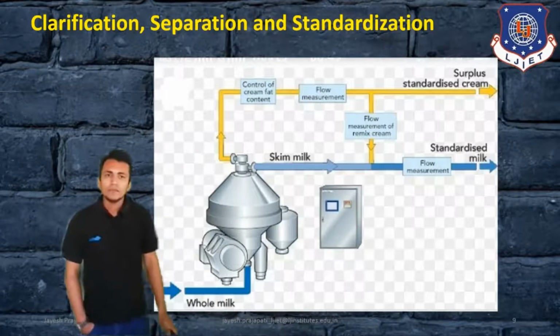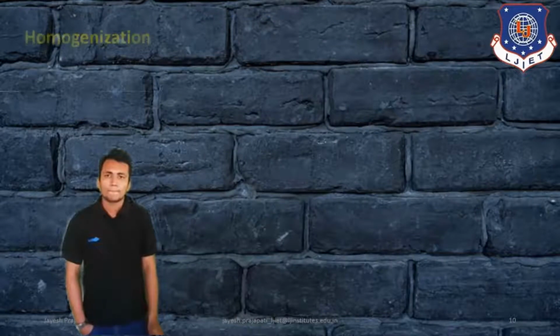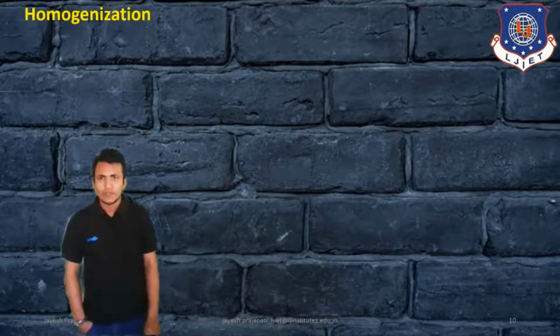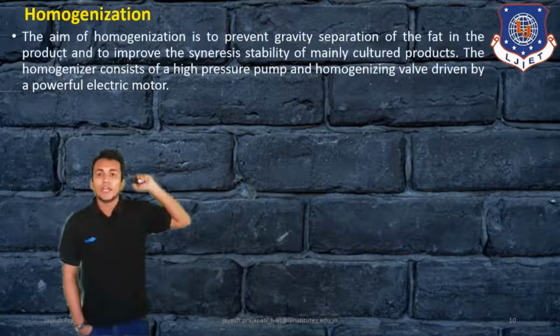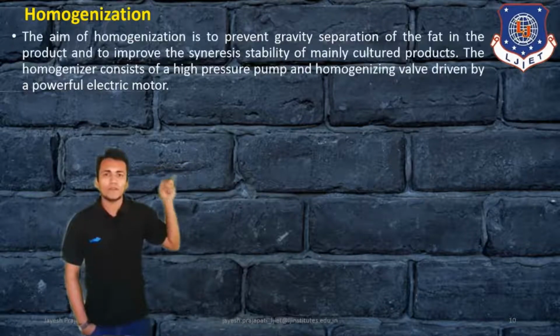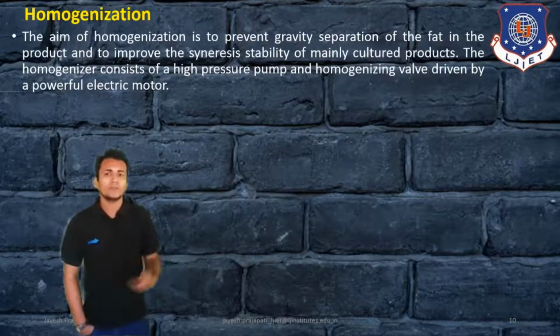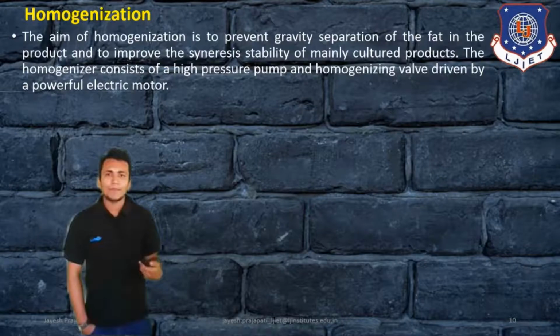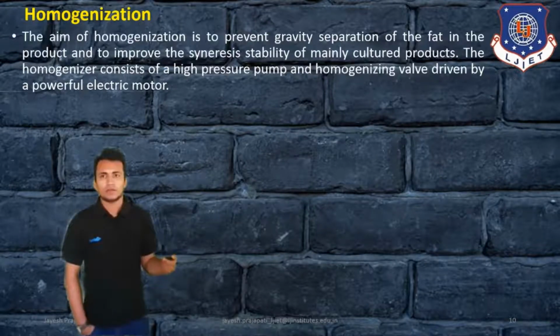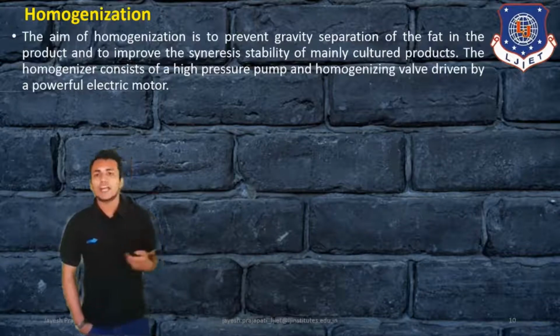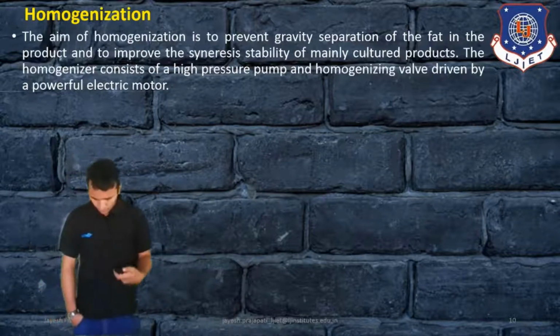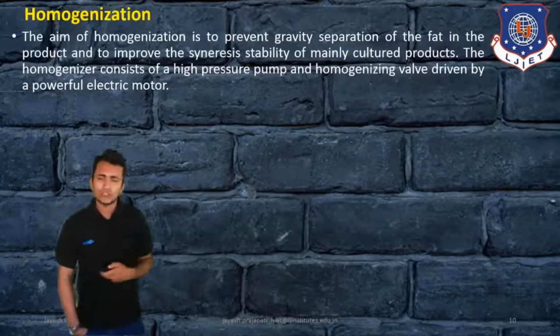Then homogenization. The next step for the dairy processing is homogenization. In this homogenization, the aim is to prevent gravity separation of fat in the product and to improve the stability for maintaining cultured product. The homogenizer consists of a high pressure pump and valve driven by a powerful electric motor. So this is the homogenization process.